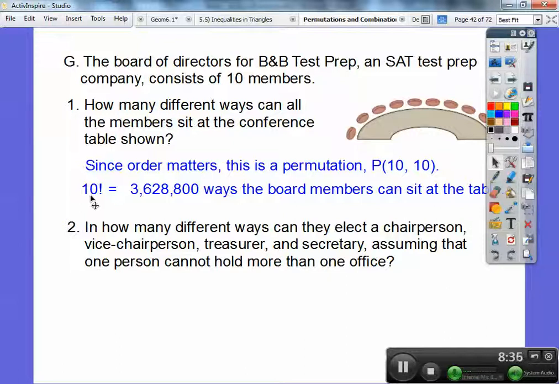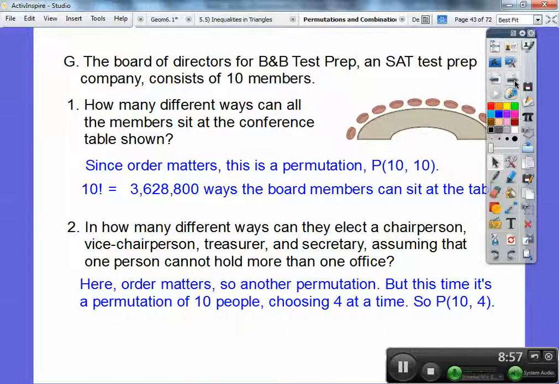Oh boy. Okay, and how many different ways can they elect a chairperson, vice chairperson, treasurer, secretary, assuming that one person cannot hold more than one office? You can do 4 blanks again if you want, and there's 10 ways to do the first one, then 9 ways for the second one, then 8, and then 7. Because there's only 4 offices, there's only 4 chairs. Or you can think of it as another permutation: we have 10 people, and we're choosing 4 at a time. So permutation, 10 choose 4.